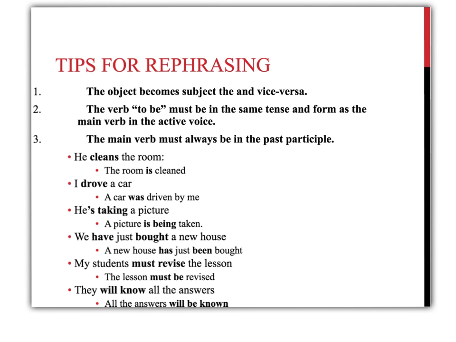Finally, I'm going to tell you some tips for rephrasing. Now remember that the object always becomes the subject and vice versa. Let's have a look at some of the examples you have in point number 3. He cleans the room. The room is cleaned. The room is the object. Okay? So the room becomes the subject of the passive voice. Then you need the verb to be and the participle.